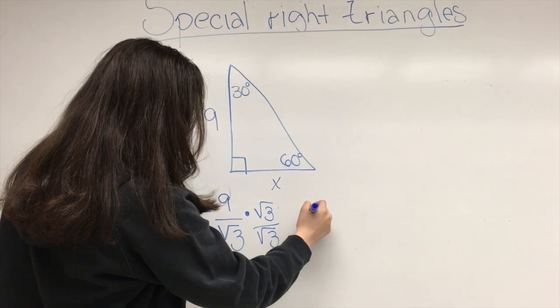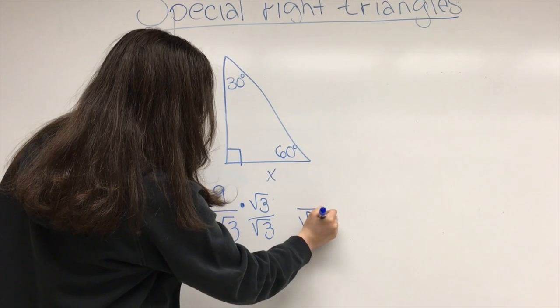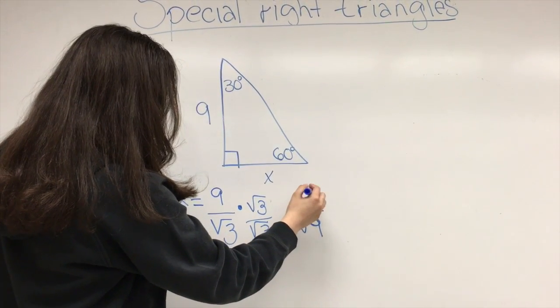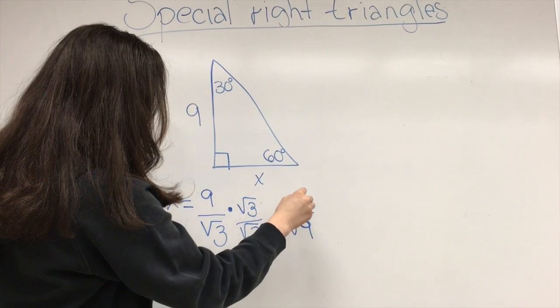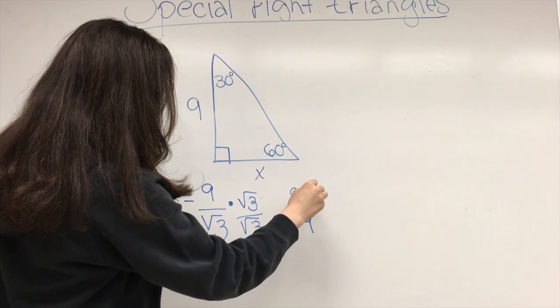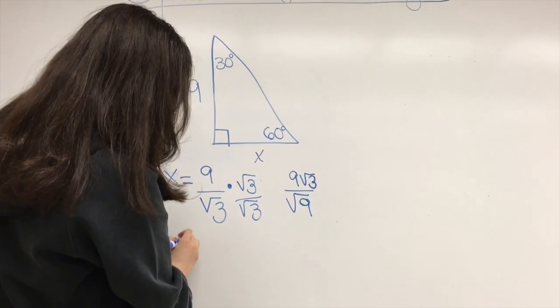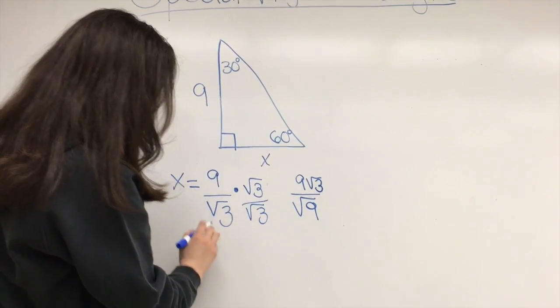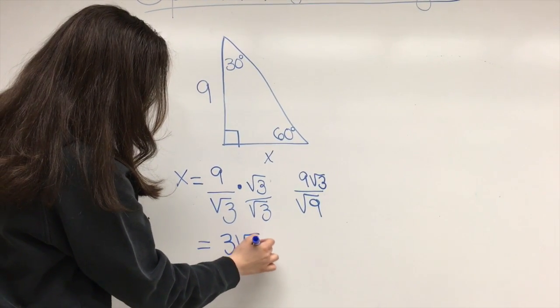We can do 9 over radical 3. In order to simplify this, we must do 9 over radical 3 times radical 3 over radical 3. This equals 9 radical 3 over radical 9, which can be simplified to 3 radical 3, and that is the length of the shorter side.